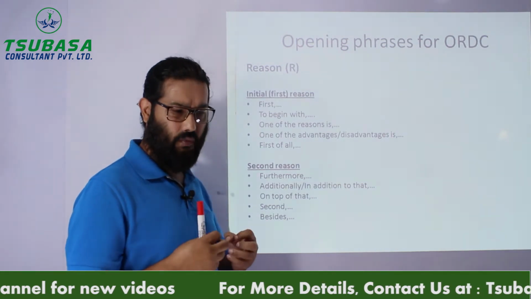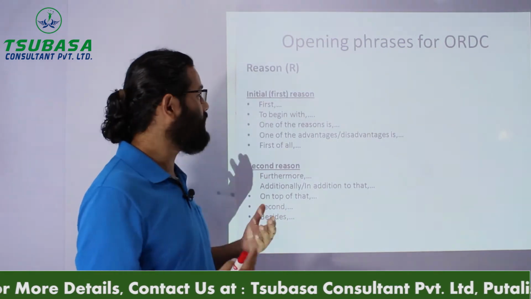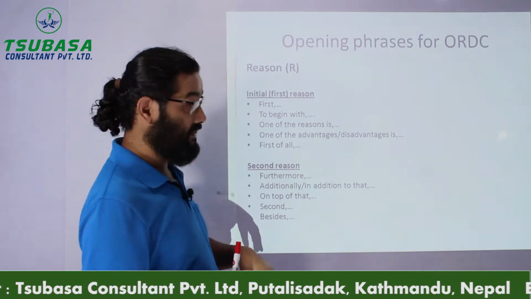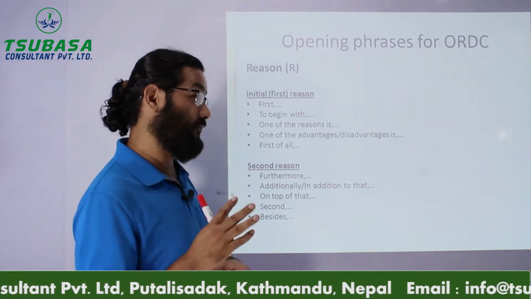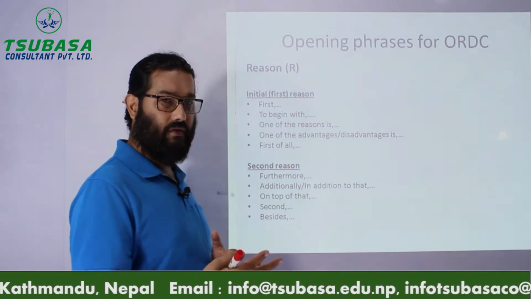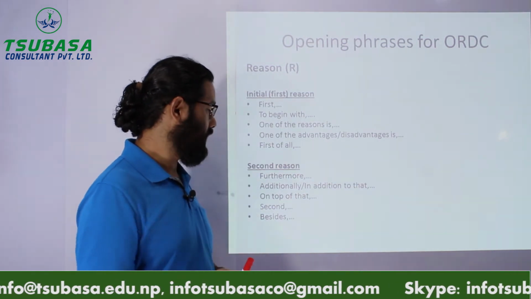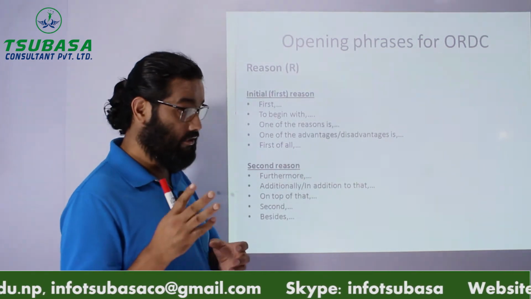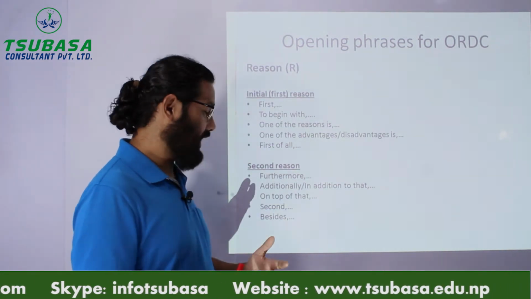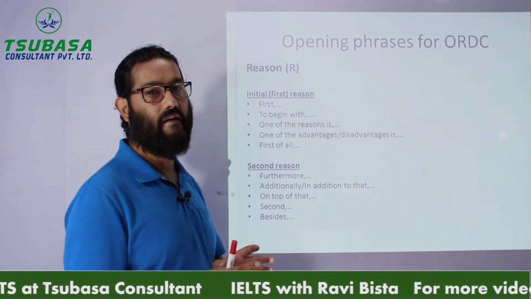So in the practice time, when you're thorough with 2 reasons, so you already know that you're going to give 2 reasons. So you could say the first reason is, one of the reasons is, one of the advantages or disadvantages is, first of all. So this is how you're going to give the first reason. And to give another reason, you're going to give an additional reason. So you're going to say, furthermore, additionally, in addition to that, on top of that, second, besides, apart from. There are many more of this kind of phrases. You could use any phrases.